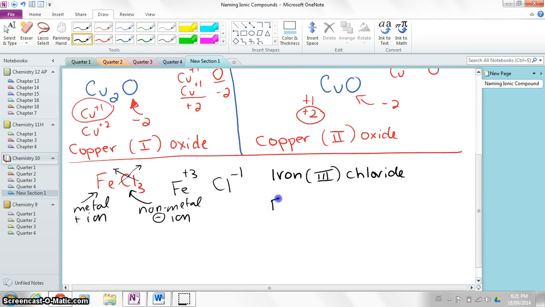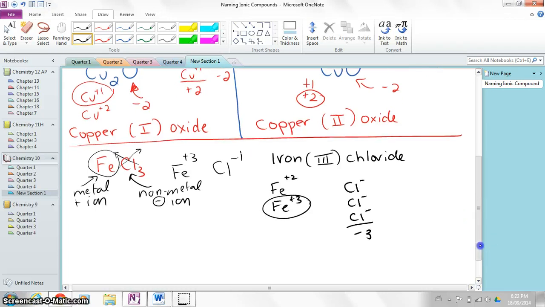And it also works out this way. Let's say we don't know what the charge is. So 1 iron, it's Fe. We don't know if it's plus 2 or plus 3. We know that there's 3 chlorines, and chlorine always is -1. So the total negative charge is -3. We only have 1 iron here. So which one do we pick? The Fe plus 3. So it's iron 3 chloride.